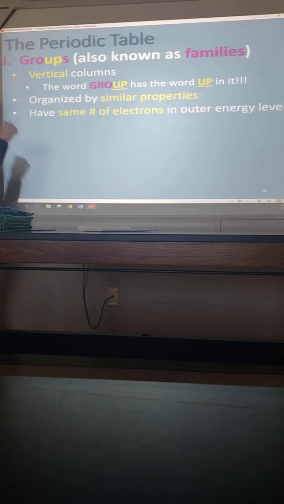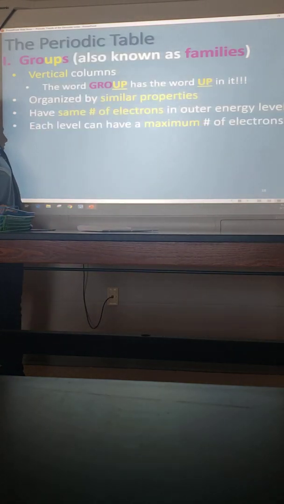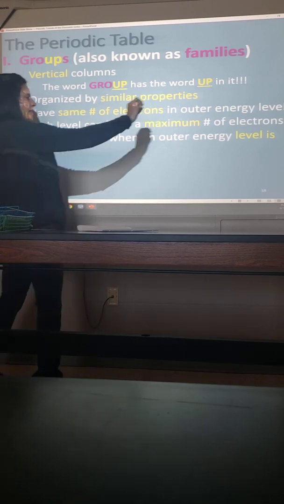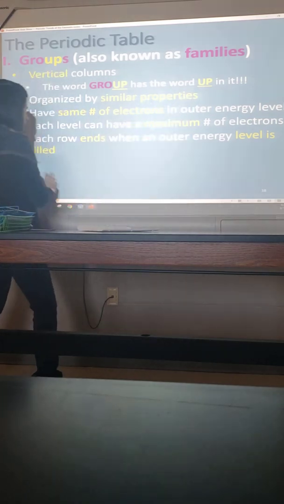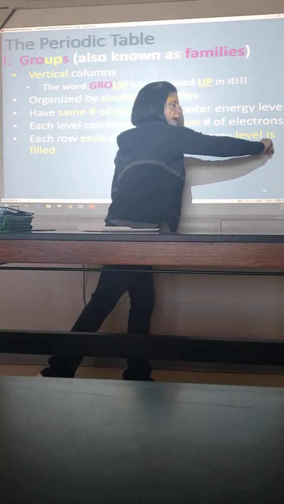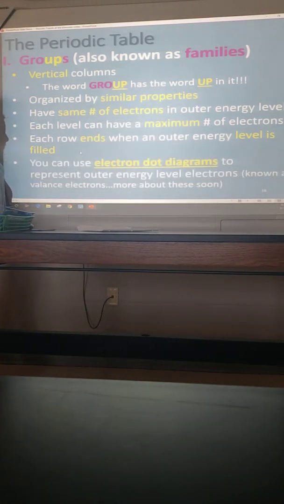And so they're organized by similar properties that we'll get to next week. And they have the same number of electrons in their outer energy levels. So you might not understand exactly what that's meaning right now, and that's okay. We'll get to that next week. But just know that all of those have similar electrons. And each of those levels can only have a maximum number of those special electrons. And so each row is going to end when that energy level gets full, and then they have to drop back down and go to the next level. And then you go all the way across, and when the energy level gets full again, you drop back down and start another line or another row. And again, we'll get to that more later.